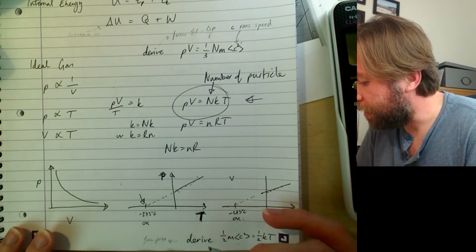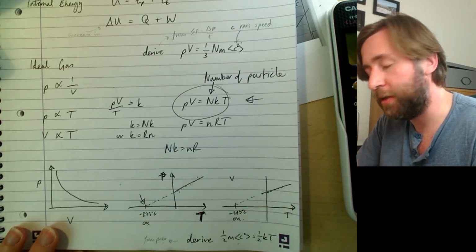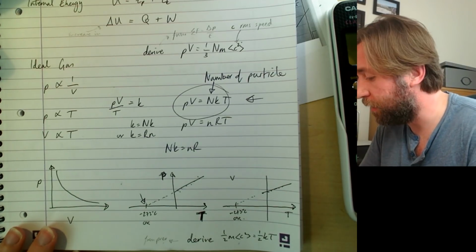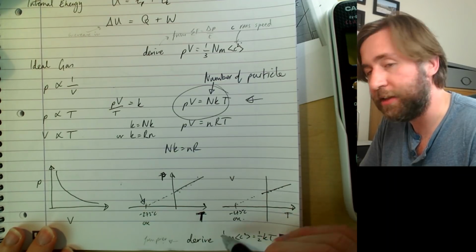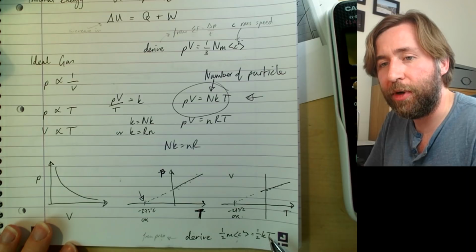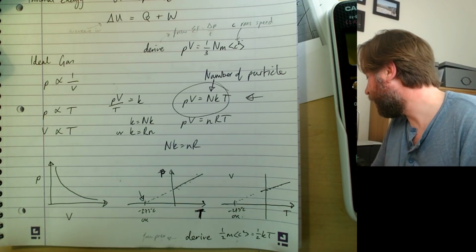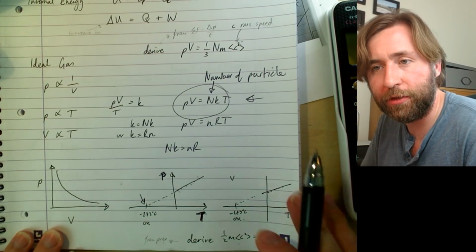So next one, derive, and again from the video that I've put in the description, which you can look at after the feed or after all of our feeds if you like, derive half mc squared, which is the average kinetic energy of the particles, and that is proportional to temperature by the Boltzmann constant again. I think I put a half in the wrong place there.